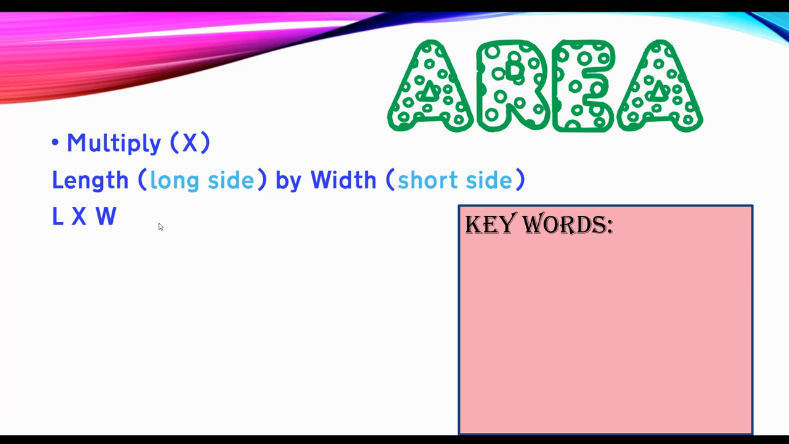So again, some keywords that you would be looking for to let you know if you're looking for area is the word inside. So if it's asking what is the measurement inside, they're talking about area. How much to cover? If you're trying to cover the floor, or cover the table, or cover a piece of paper, they're talking about the area. Or how many tiles does it take to cover the floor? That's another keyword for area. Or how much carpet is going to take to cover the floor.